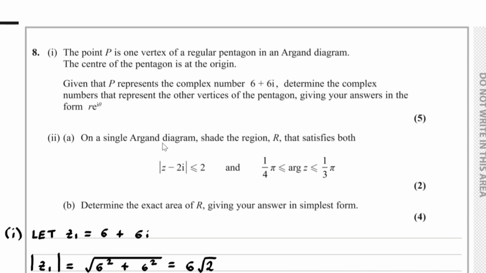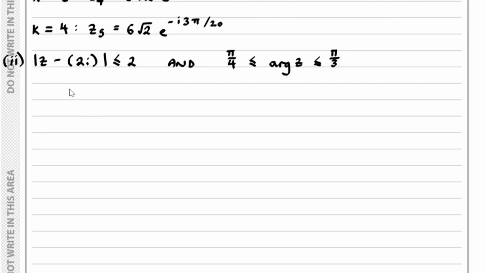Now for the next part, for part a, on a single Argand diagram we have to shade the region R that satisfies both the mod of z minus 2i being less than or equal to 2 and pi over 4 being less than or equal to the argument of z being less than or equal to pi over 3. So what I've got over here are the equations written down. Here we have a circle with center 0, 2, radius 2, and here we've got two half lines.